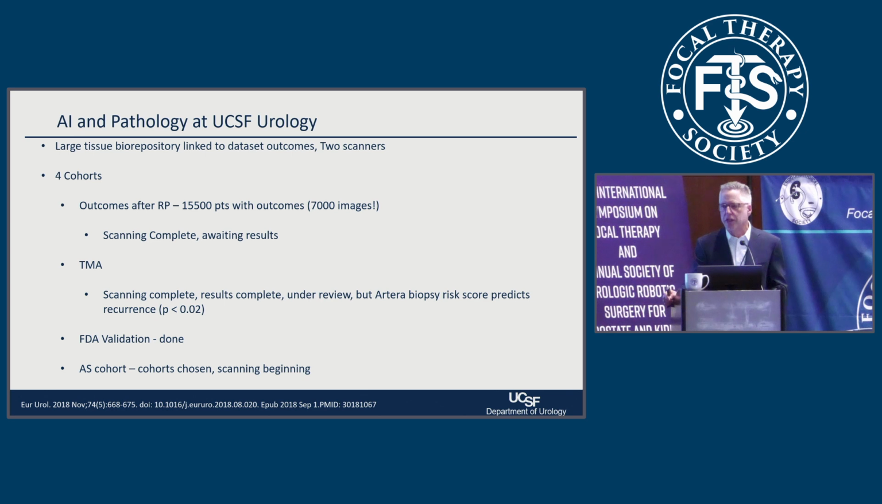These are very large data sets. And we've been able to move them, but they're very large data sets. The scanning has been completed. I'm just waiting for the results. We have done a TMA. The results just came out on this. I have a TMA of 400 patients, again, with similar outcomes.